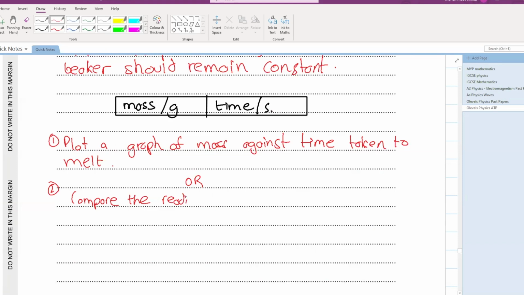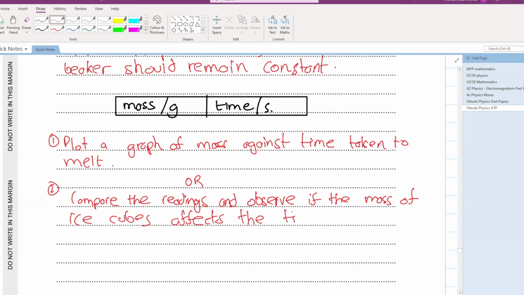Compare the readings and observe if the mass of ice cubes affects the time taken to melt. These are the two conclusions that you can write here. Compare the readings to see if the mass of ice cube does affect the time taken to melt.